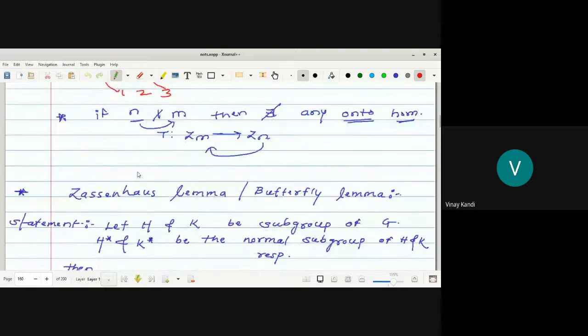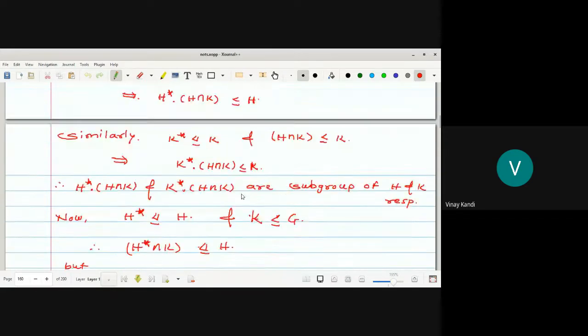And if N does not divide M, then there does not exist any onto homomorphism. If f is from Zm to Zn, and N does not divide M, then there does not exist any onto homomorphism. Now see the example.